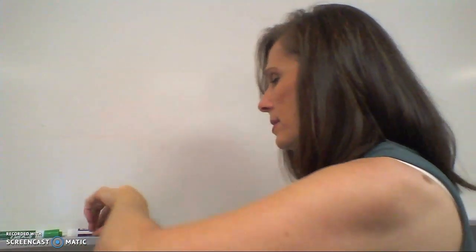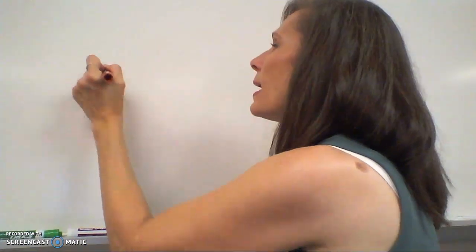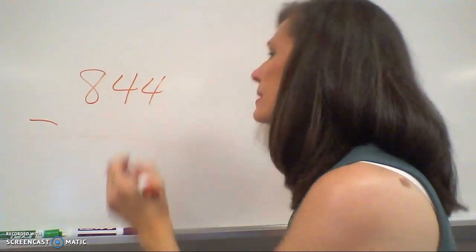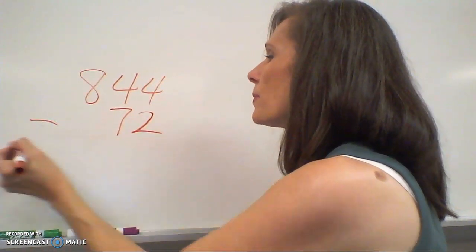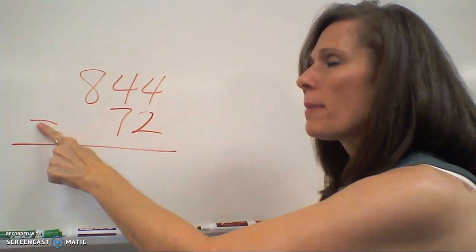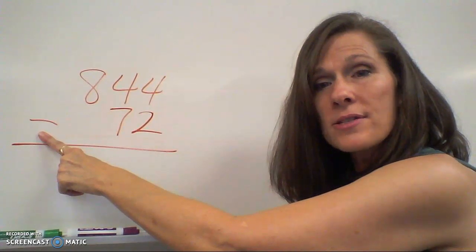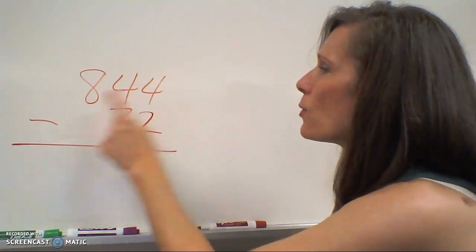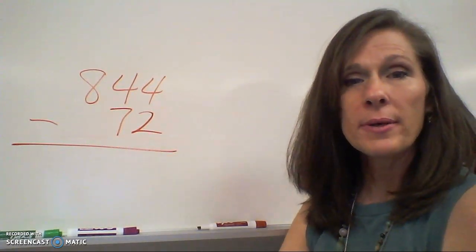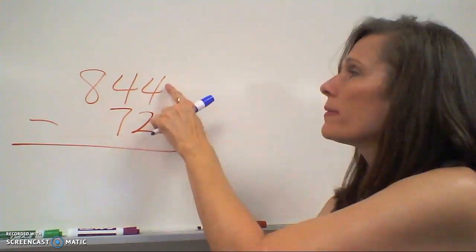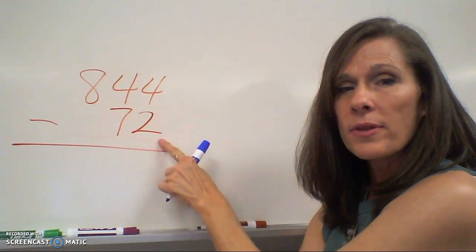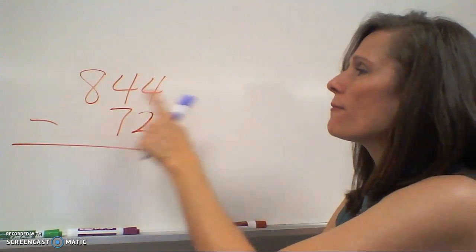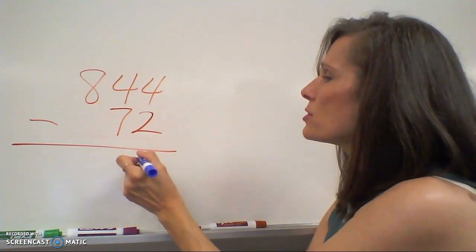So let's go ahead and do 844 minus 72. Okay, so I look at my equation. I see it's a takeaway, so I have to ask, can I do it? So I start in my ones place. 4 take away 2. Can I do it? Yes, 4. There's more on the top. 4 is a bigger number than 2. So when there's more on the top, no need to stop. So 4 take away 2 equals 2.